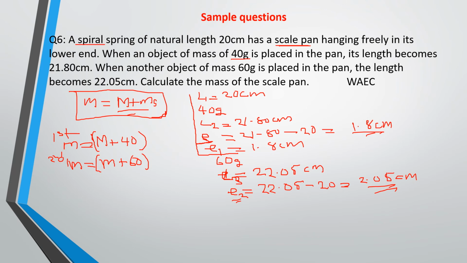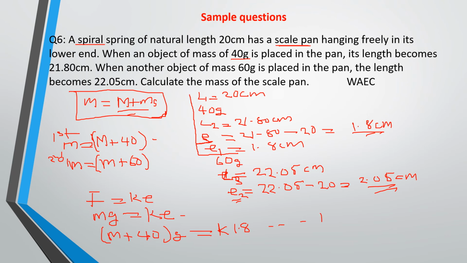Now we know that according to Hooke's law, F is equal to Ke. Now F is force, so F is equal to mg, mass and acceleration due to gravity, is equal to Ke. So if you now use this equation, you find out that in the first instance, mass will be equal to the mass of the pan plus 40 multiplied by G is equal to K. For the first instance, K is not known, but the extension is known to be equal to 1.8. Okay, then you can write this as your equation 1.